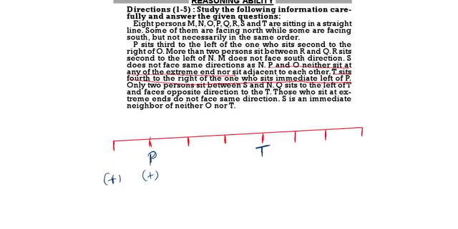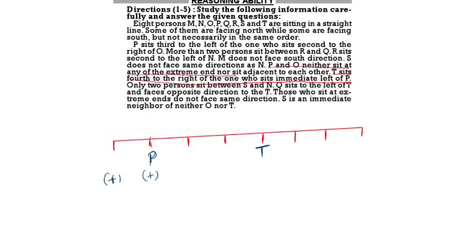Then P and O neither sit at the extreme end nor sit adjacent to each other. That means O is not adjacent to P. Then S is the immediate neighbor of neither O nor T.